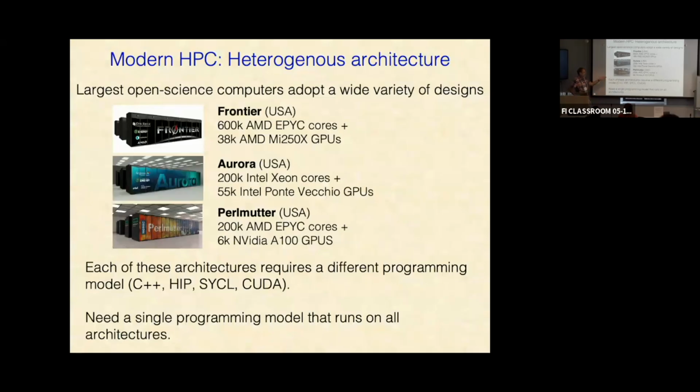And similarly, Intel is not going to support CUDA. They support something called SYCL. And so even if you write a GPU code and say, oh, this is great, suddenly you're stuck. If you wrote it in CUDA, you can't run on Frontier or Aurora because those are different GPUs. And so you need a programming model that can run on anything. And that's where Kokkos comes into play.